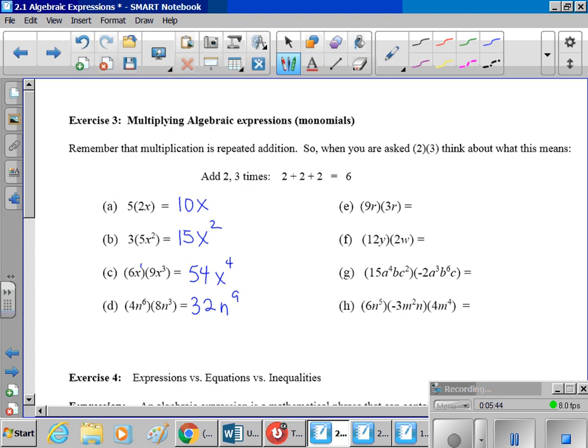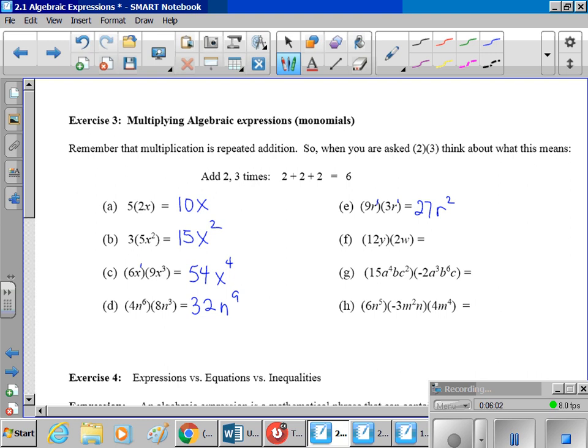I just did them really fast. If you need to pause, make sure you are pausing to write things down. Moving on to E. 9r times 3r is 27r to the second power. Remember, there are little ones hiding here that you can't see.